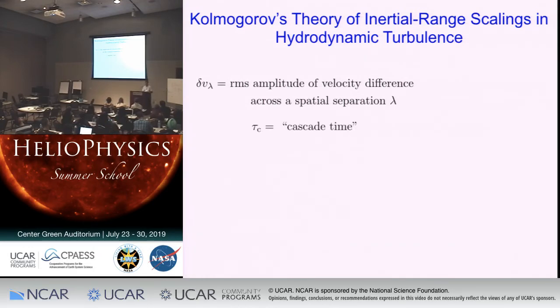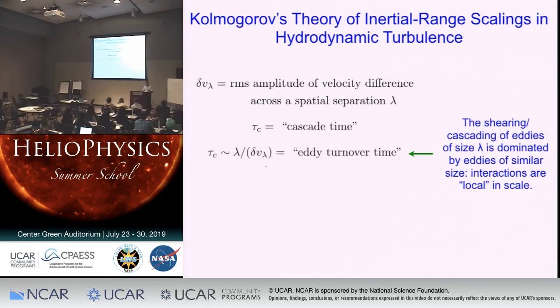The cascade time is tau sub c. The eddy turnover time is the size of the eddy, lambda, divided by the speed at which it's rotating or turning over, just lambda over delta V lambda. This is actually an important point. The idea here is that this eddy is going to break up after it turns over once. Okay, now why did I say it turns over once? Why not maybe it has to turn over twice or 1.3 times?